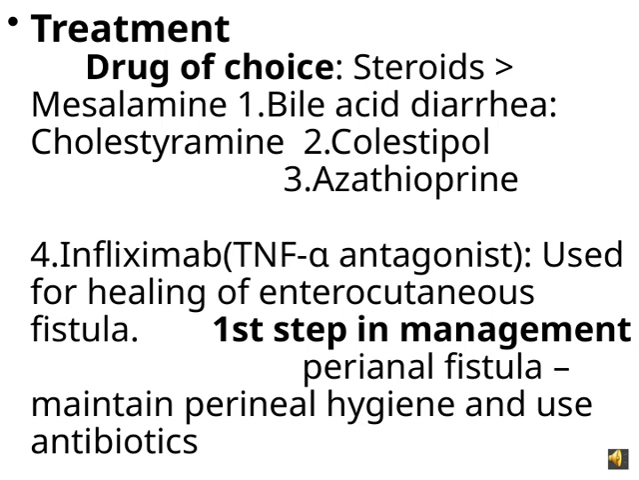Now, focusing on the first step in managing perianal fistulas, it's crucial to maintain good perineal hygiene and start with antibiotics to control infection and inflammation. This initial approach helps set the stage for further interventions and improves patient comfort. Throughout this presentation, we've emphasized that treatment strategies are tailored to the severity and specific manifestations of the disease, always aiming to control symptoms and promote healing effectively.